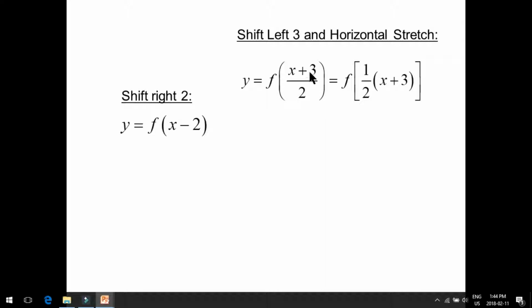Here's a function that shifts to the left 3 and then gets horizontally stretched. I can see it shifting to the left 3 because of the plus 3 within the input station. And we have a b value here which divides the x values. And when you divide by 1/2, you're actually multiplying by 2. So hence it's horizontal because it's in the input station. And it's a stretch because it's a number less than 1.